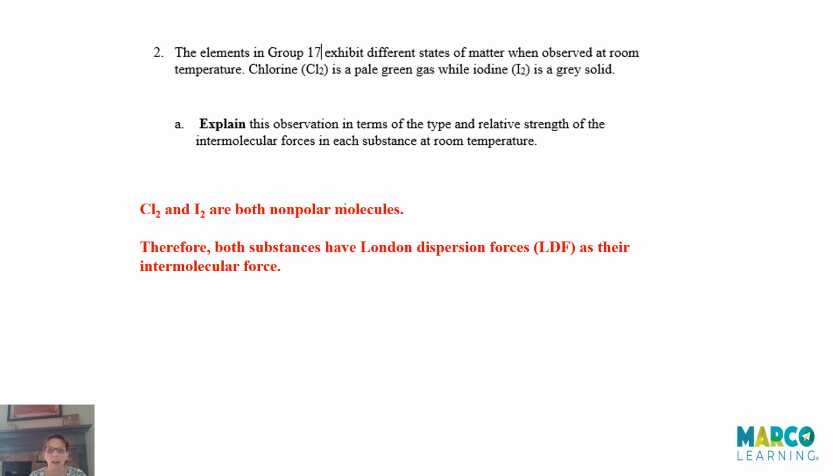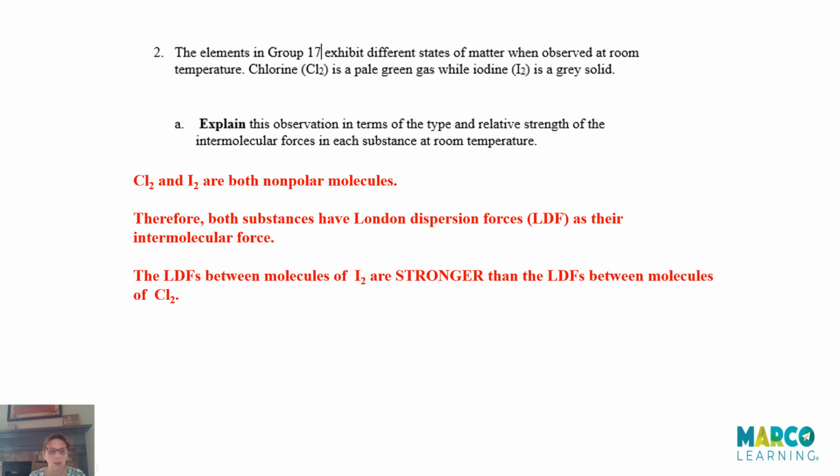So I see that I2 is a solid, whereas at the same temperature, chlorine is still a gas. So I know that that means, use the data that's given to you. I2 is a solid. It has the stronger intermolecular force. So you already know that the London dispersion forces in I2 have to be stronger than the ones in chlorine, and then you just have to figure out why. So we can state the LDFs between molecules of I2 are stronger than the LDFs between molecules of Cl2.